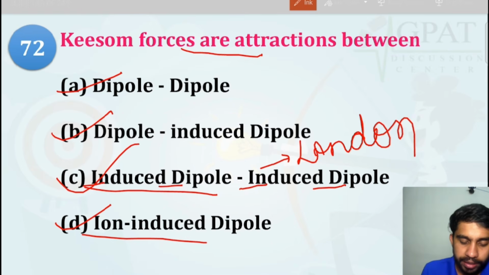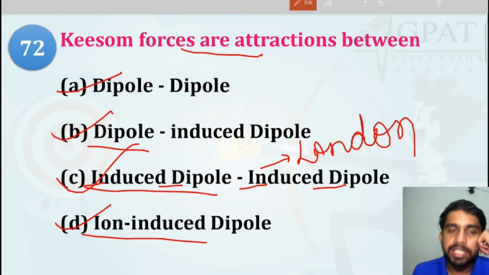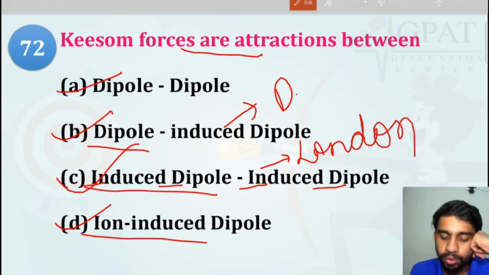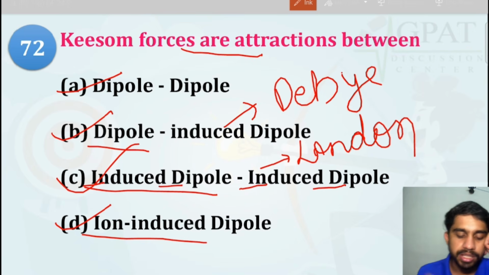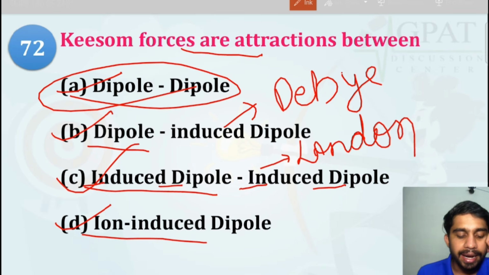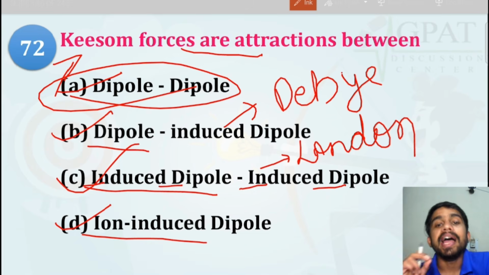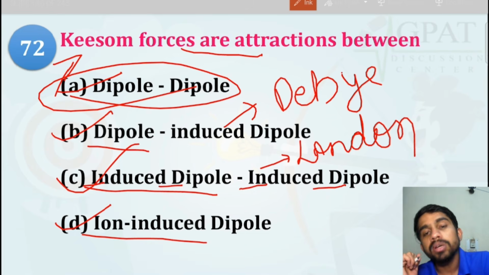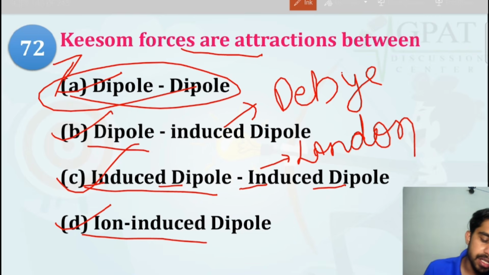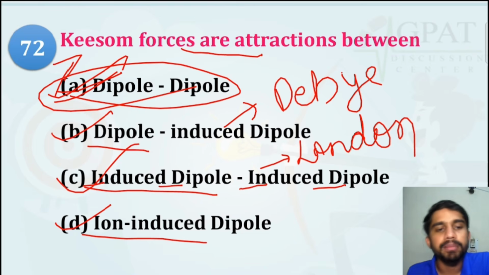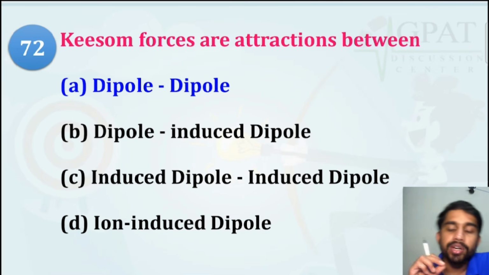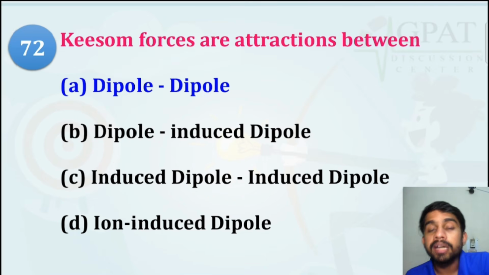And dipole induced dipole is your Debye forces. Dipole will be Keesom forces. Dipole induced dipole will be Debye forces. And induced dipole, that is ID, will become London forces. So the correct answer for this question will be option A, that is dipole. So if we talk about the strength, who is stronger?